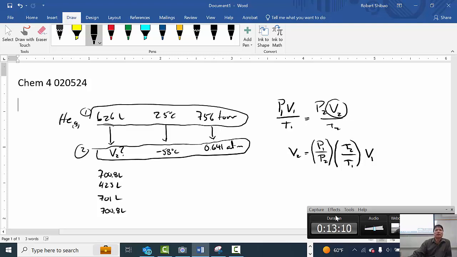So did anybody else get a volume that they want to share? So what's the correct answer, Ashley, in the book? 701 liters. Okay. So here the consensus was 701 liters. So if you didn't get 701 liters, take a look at how people who did get 701 liters might have done it compared to how you did it.